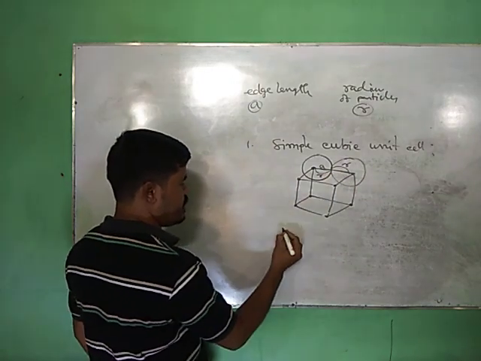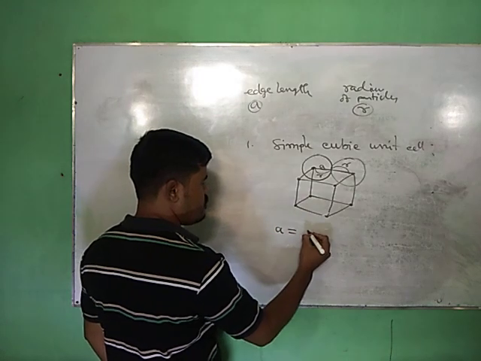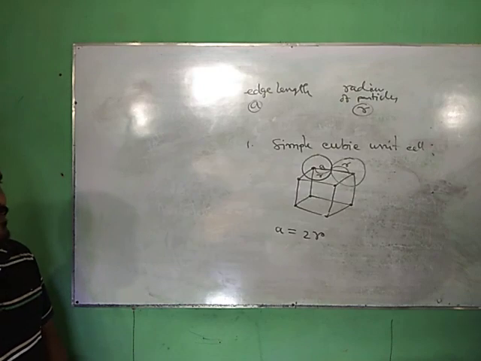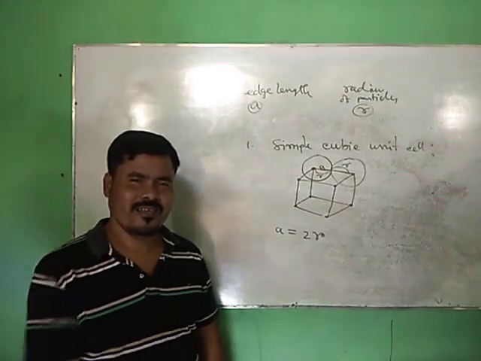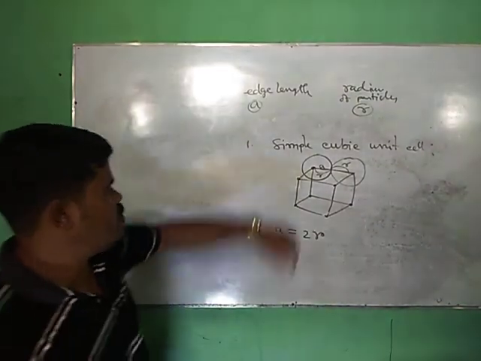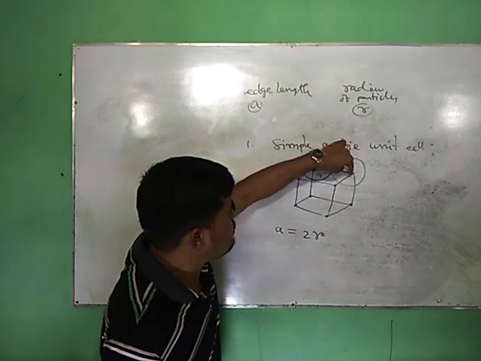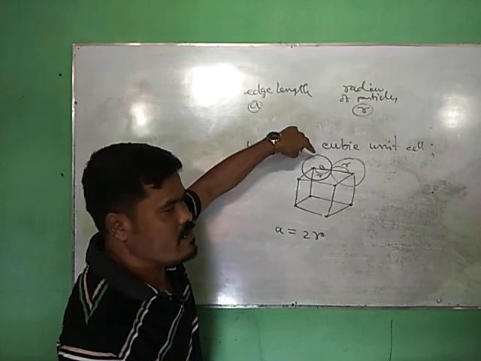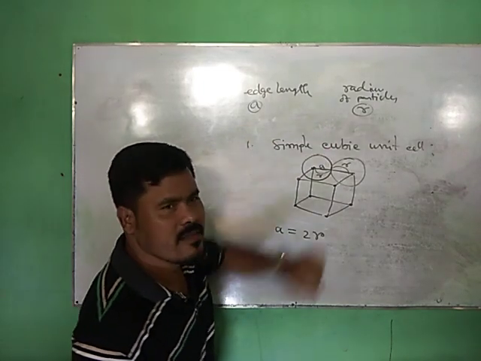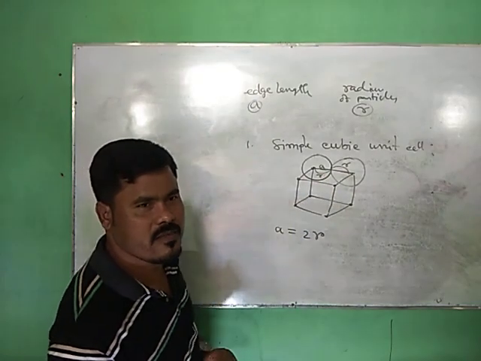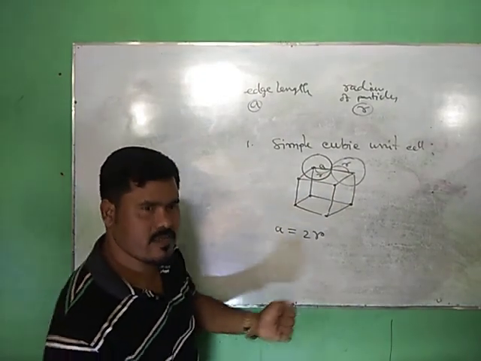For the simple cubic, what is the relation between edge length and radius? A is equal to twice the radius. Each point is a particle, mostly spherical. One particle is touching the other particle, since there are no other particles in between, so the particles are stacked.